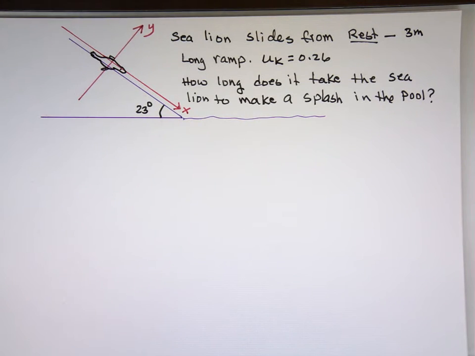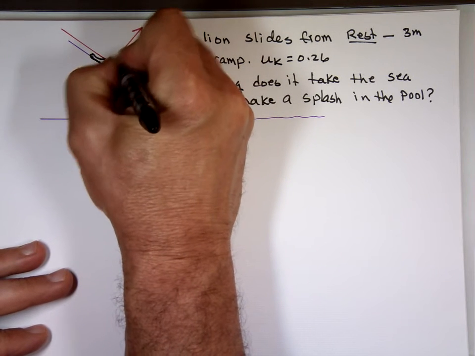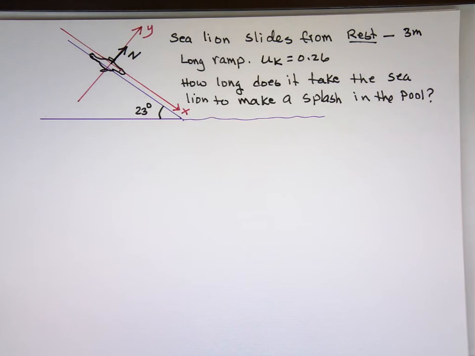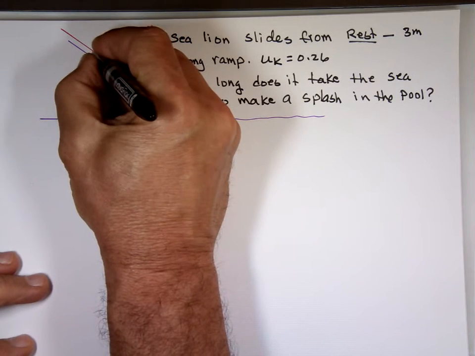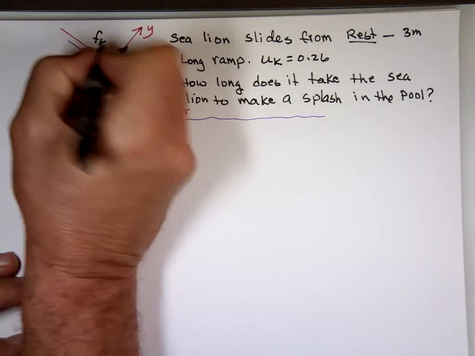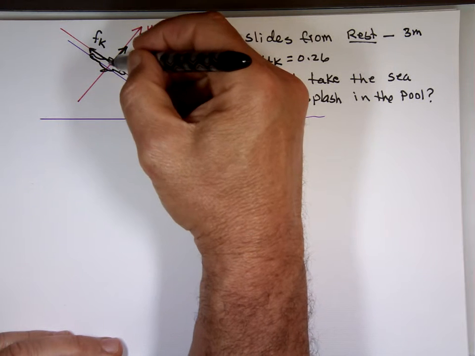Let's list all the forces acting on the sea lion. We know there's a normal force pushing upward in that direction. The sea lion's going to slide down the ramp. That means there's a friction force going in that direction. Kinetic friction. It's moving. And we get the weight straight down, all the way down here.